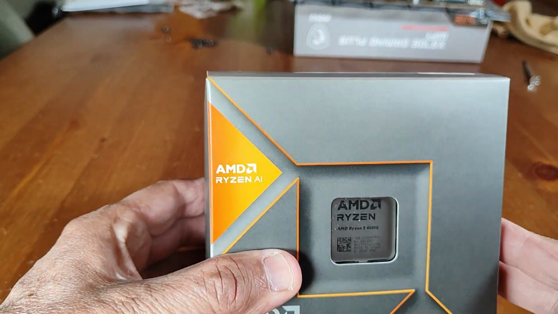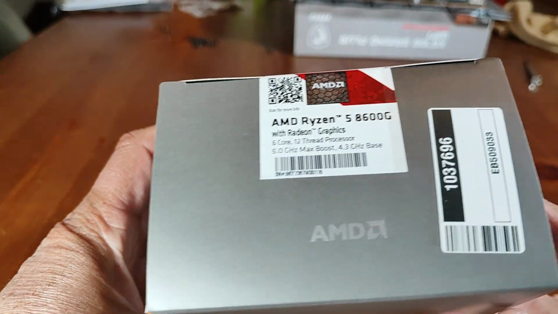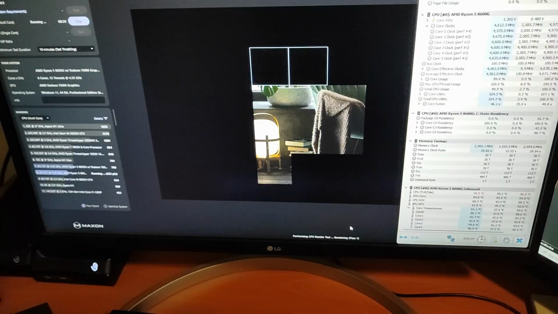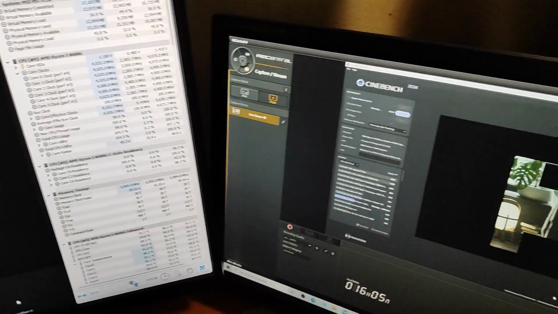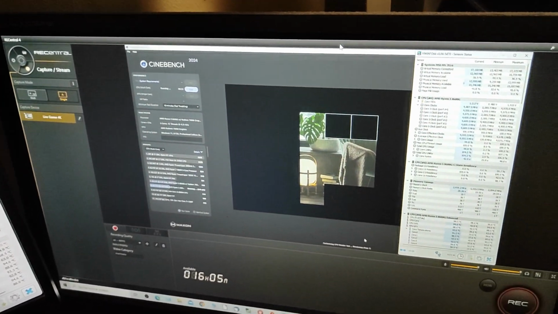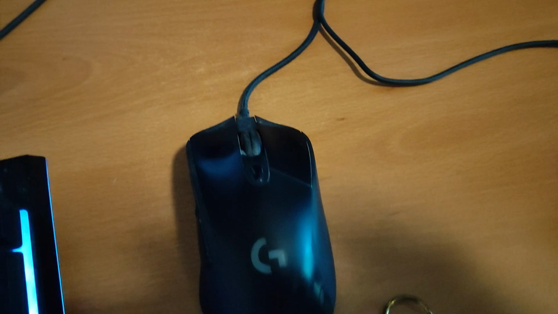Hi guys, this is a temperature test of the Ryzen 5 8600G with the AMD stock cooler. My room temp is just above 22 degrees Celsius.